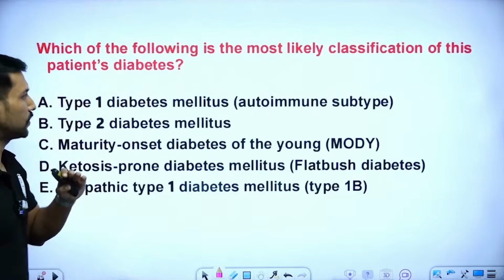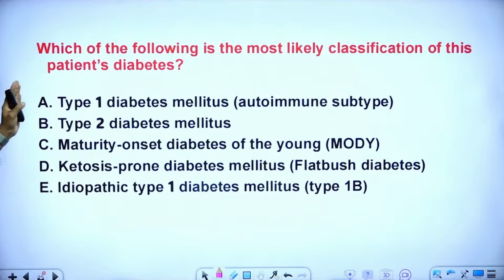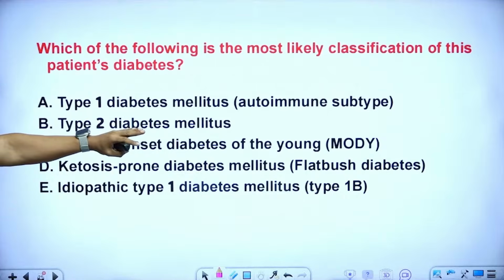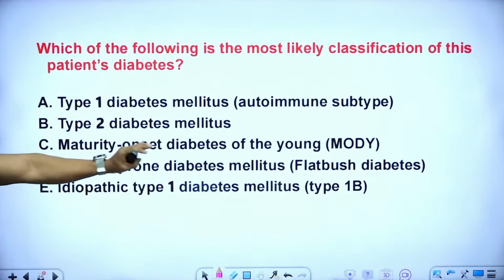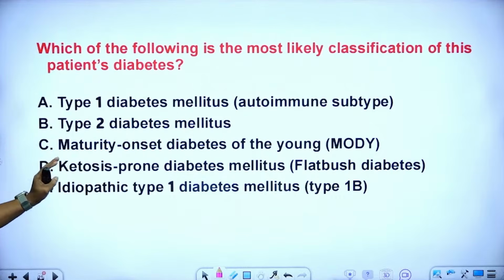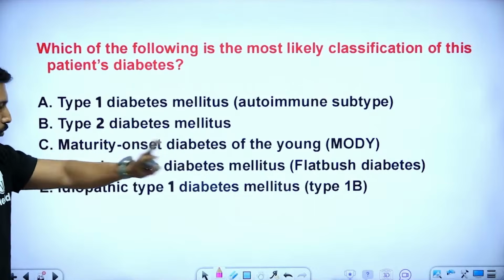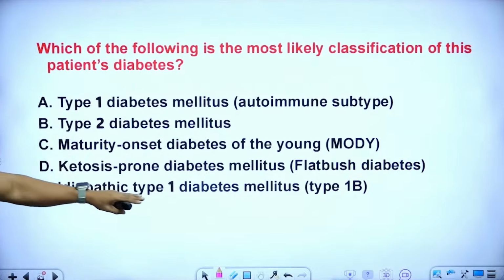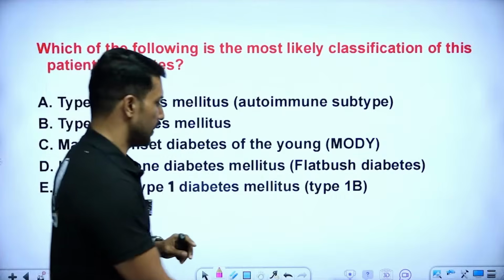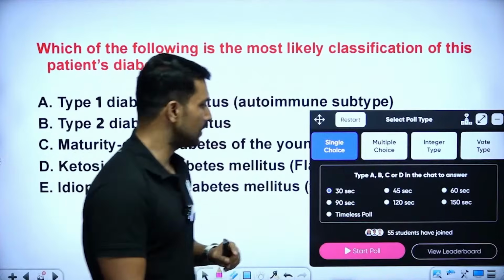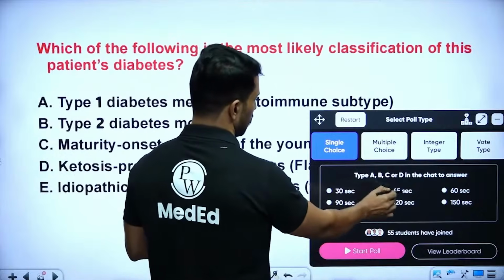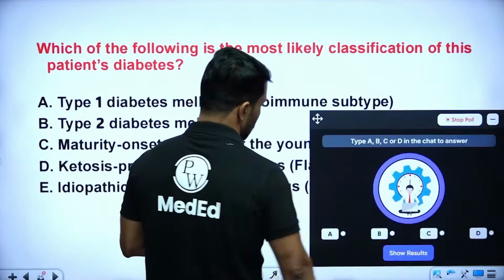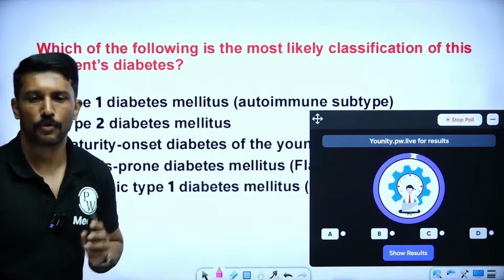So here are your options. Type 1 diabetes mellitus, autoimmune subtype, type 2 diabetes mellitus, maturity onset diabetes of the young, or there is some rare variant called Flatbush diabetes. I'll talk about it. And then idiopathic type of type 1 diabetes mellitus. So we'll run a quick poll and see how many of you can answer it right. I'll give you 45 seconds. Let's run the poll and see how many of you give the right answer for this.